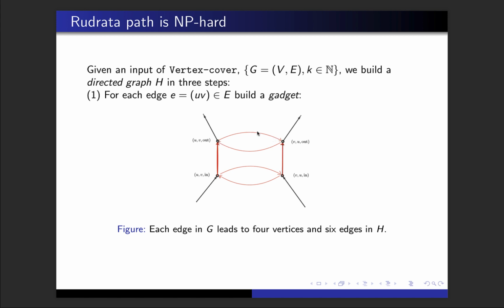That's why we have this loop connecting two vertices in the middle. I am also showing you some black edges that I will soon tell you where they are coming from. But the gadget, which is the first step, is to build out of every edge four vertices and six edges in our new graph. Of course, this step is polynomial in the input size.